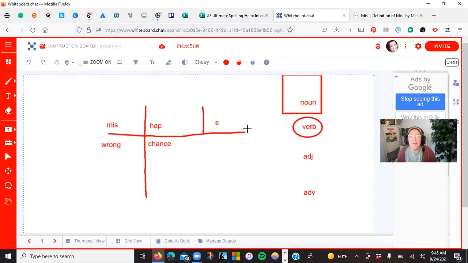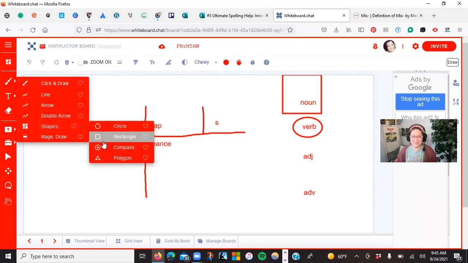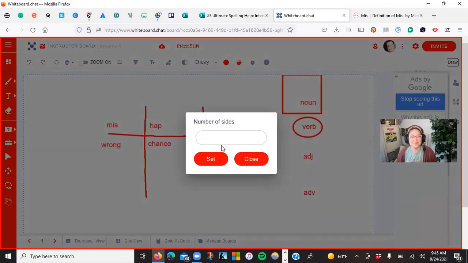Now, adjective. Actually, I'm kind of liking this. If you think about it. Adjective, do you happen to know what an adjective is? It describes something. Yes. Do you think it describes a noun or a verb? A noun. You're correct. It describes a noun. Let's give it its own shape.